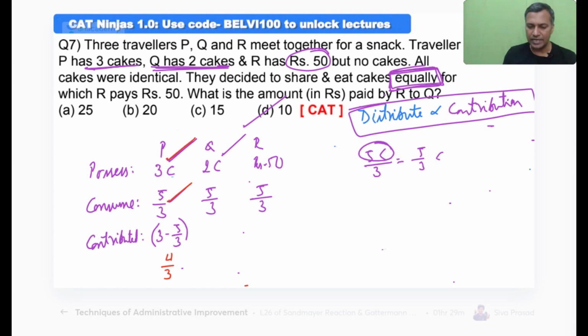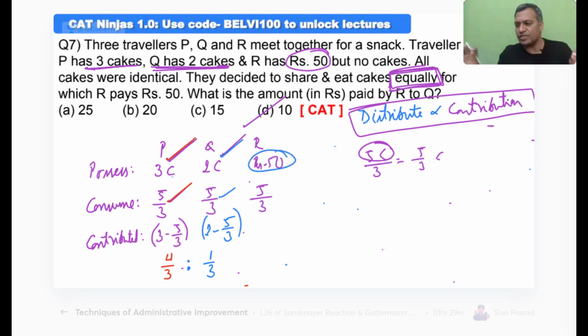Fair enough? Similarly, coming to the story of Q, Q had 2 cakes. He consumed 5 by 3 by himself. Therefore, what is contributed? Remaining 2 minus 5 by 3. So if you write this, this will become 1 by 3. This is the ratio of contribution.